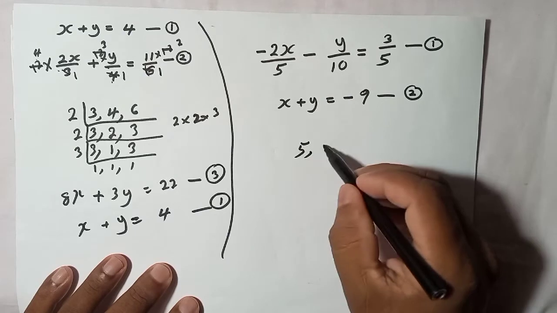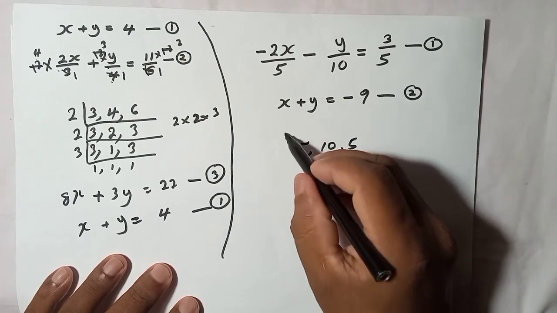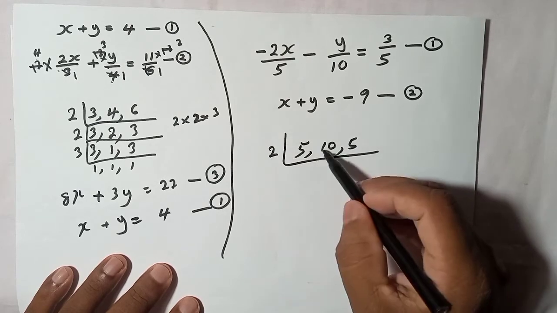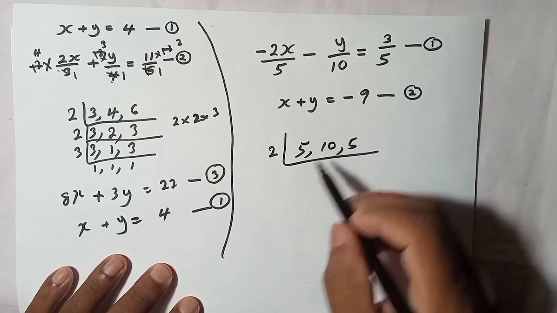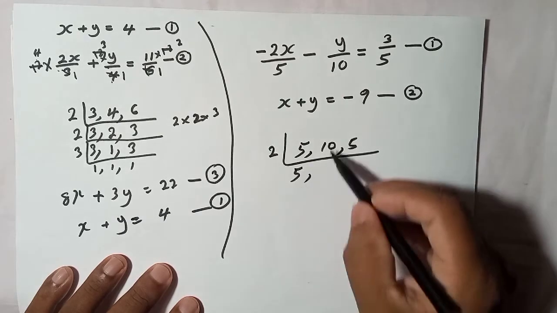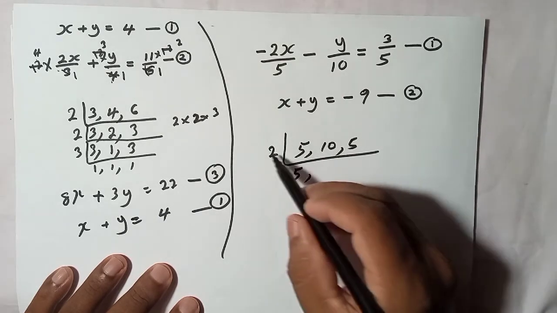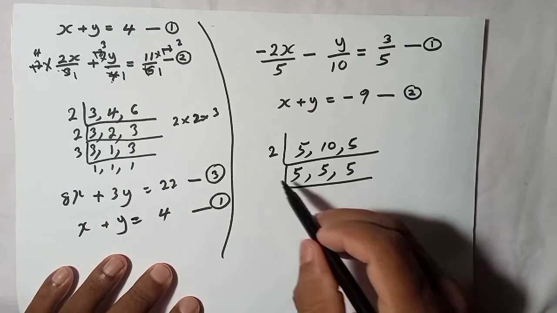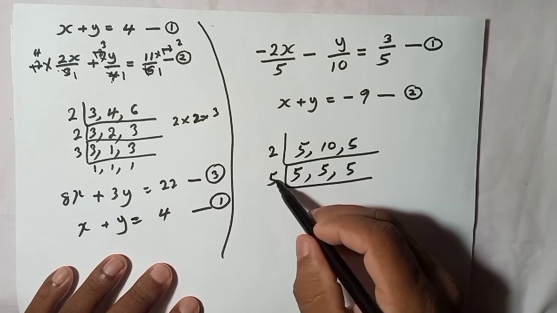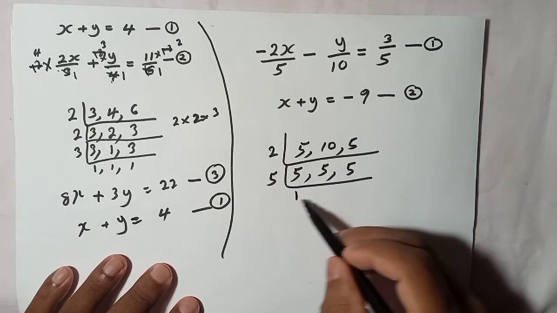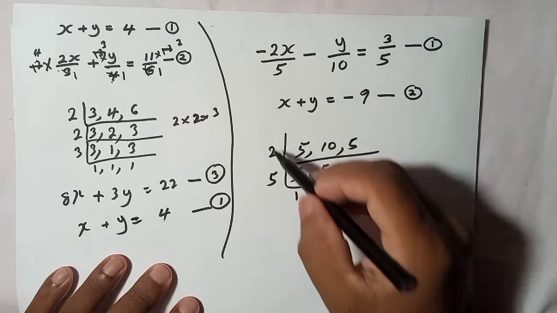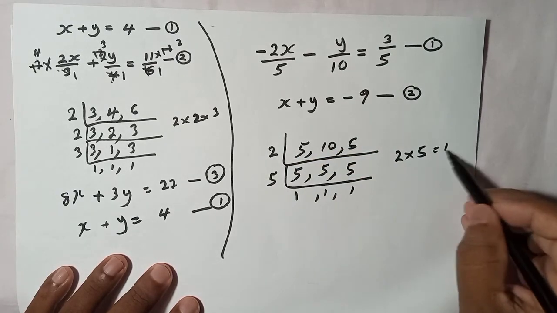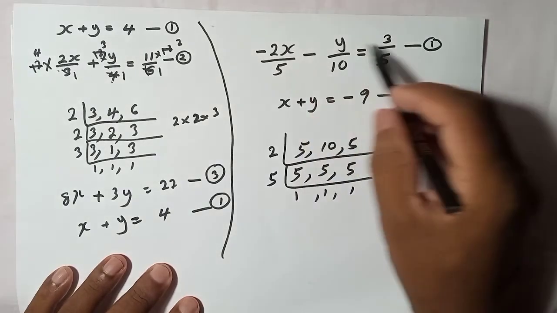So 5, 10, 5. Divide by the lowest prime number 2. You can divide one number by 2, so you have to divide. 5 you can't divide, so keep that. 10 divided by 2 is 5, and here again 5. Now you can divide only by 5, so when I divide by 5, it will be 1, 1, 1. Now these are the two numbers you need to multiply: 2 into 5, so the answer is 10. So by 10 you need to multiply all of this.